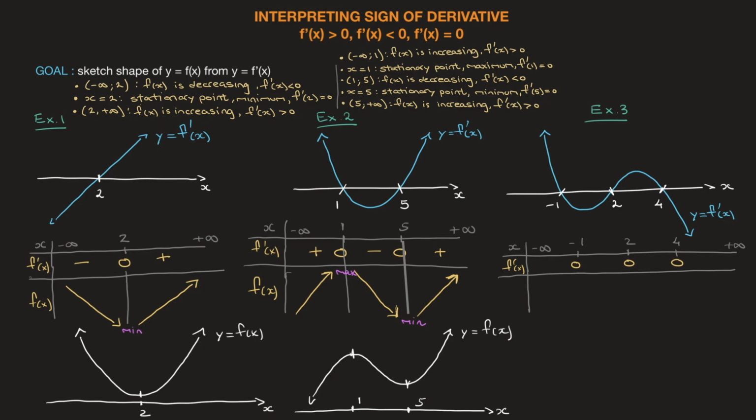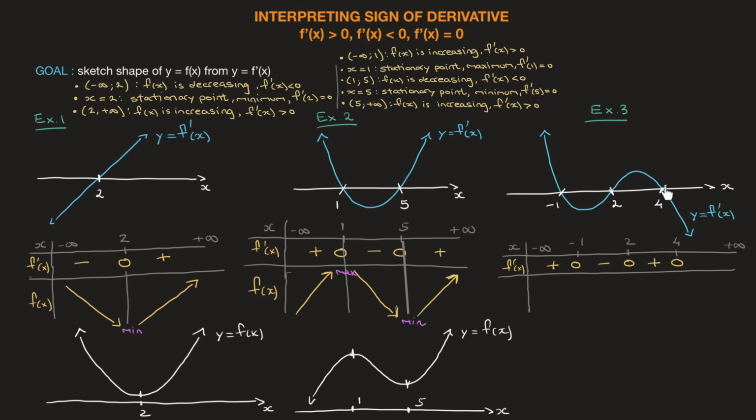So I can write a positive sign right here. Then for x values between negative 1 and 2, the curve is underneath the x-axis, so I write a negative sign right here. Carrying on, for x values between 2 and 4, the curve is above the x-axis, so the y-coordinates there are positive, and so f dash of x is positive. And so I write a plus sign right here.